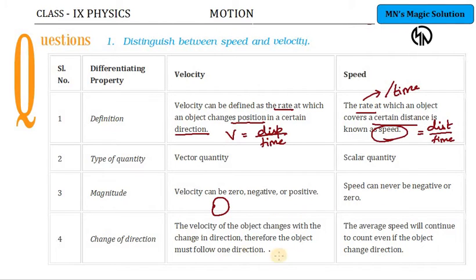Coming to the average velocity concept, only if the object follows a particular direction will its velocity have a fixed value. But for average speed, even if the direction changes, it will have the same continuous average speed. These 3 points are very important to be mentioned in your answer sheet when they ask for a 2 or 3 mark question.